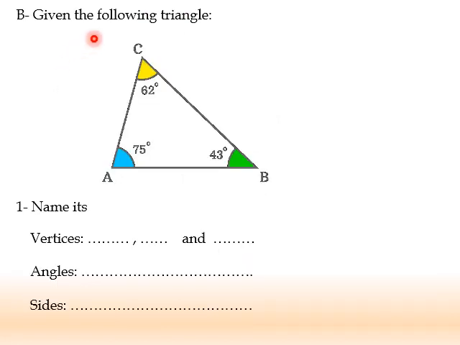Part B. Given the following triangle, this triangle is called ABC. I have to name its vertices. What's a vertex? It's the point of intersection of two sides. Here is the first vertex, which is A, vertex B. This point here is a vertex, and the third vertex is C.